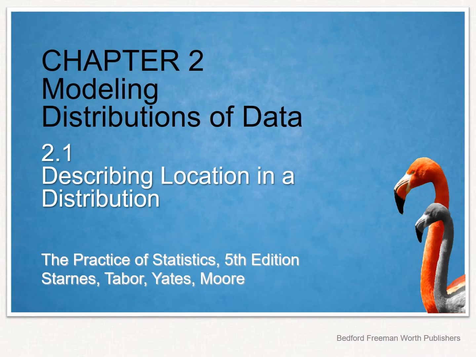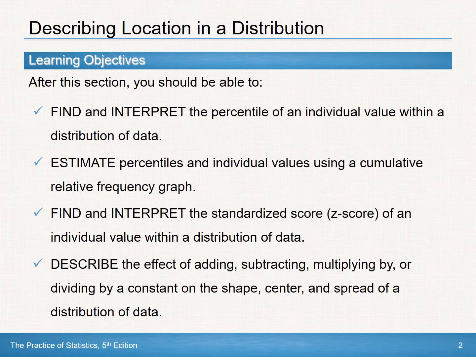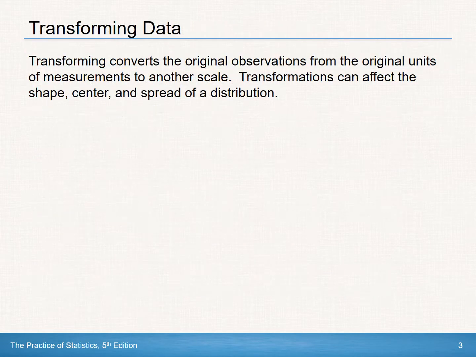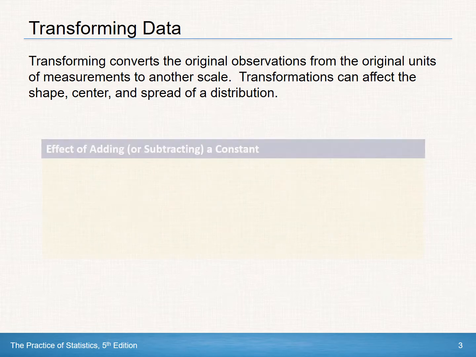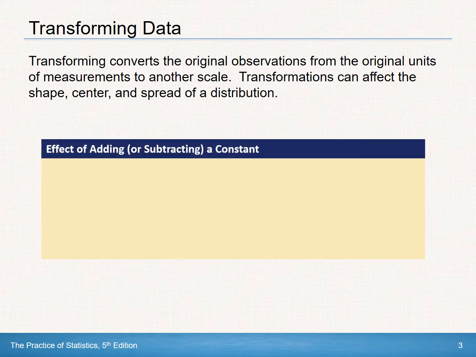In this second section, our second day of section 2.1, we're going to talk about how adding, subtracting, multiplying, and dividing a constant to each data point affects the SOC. So for transforming data, it converts the original observations from the original units of measurement to another scale. Transformations can affect the shape, the center, and the spread of a distribution.